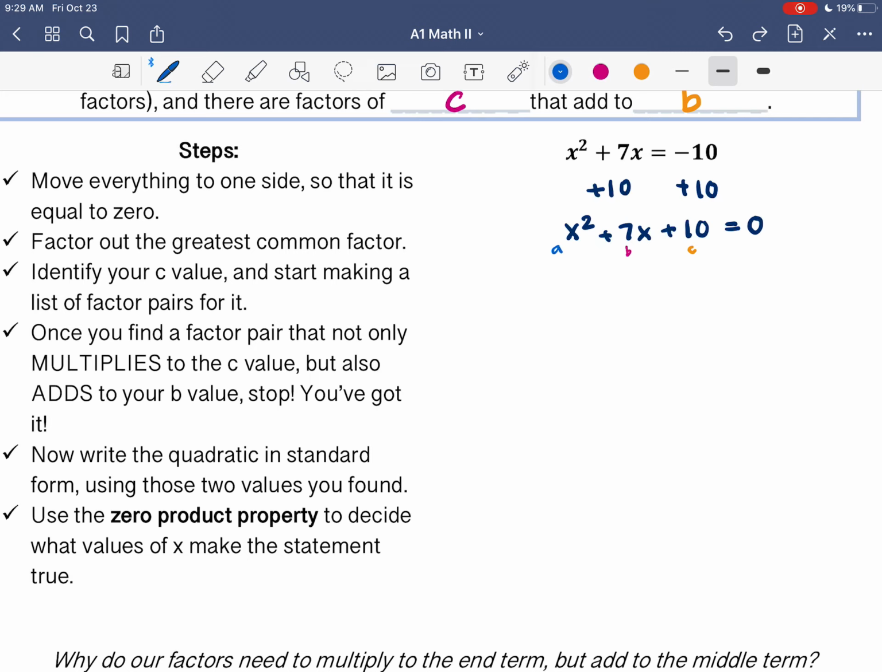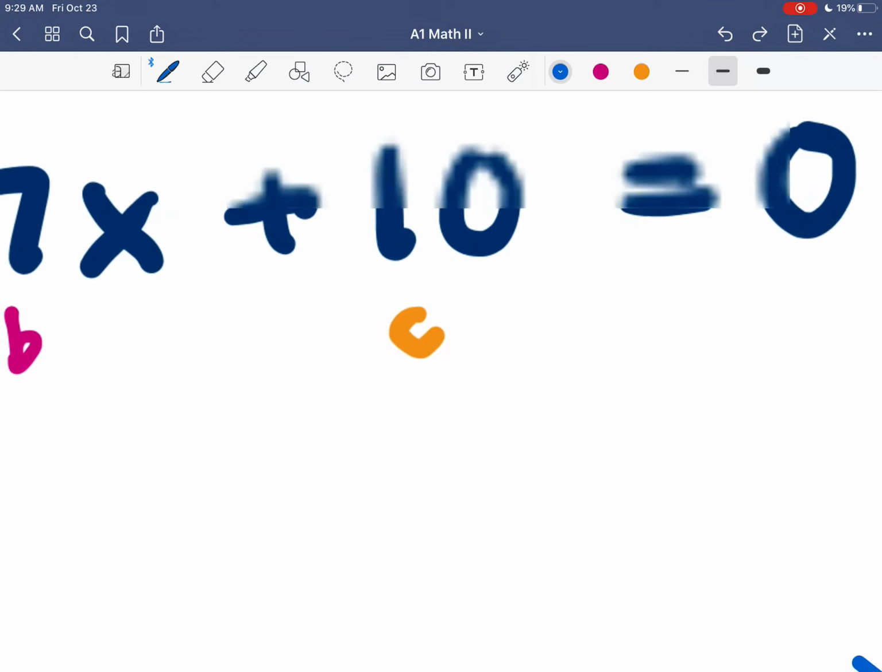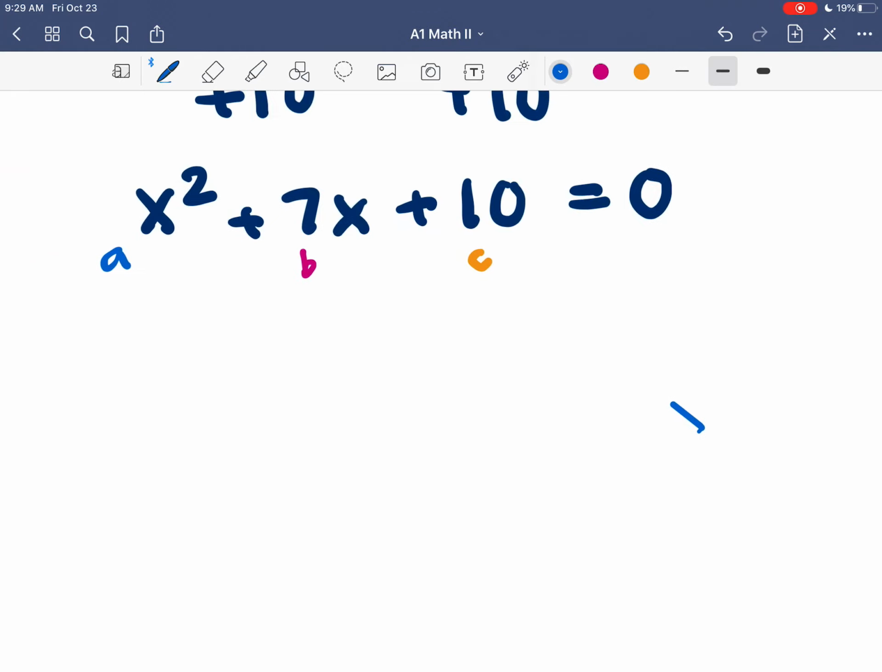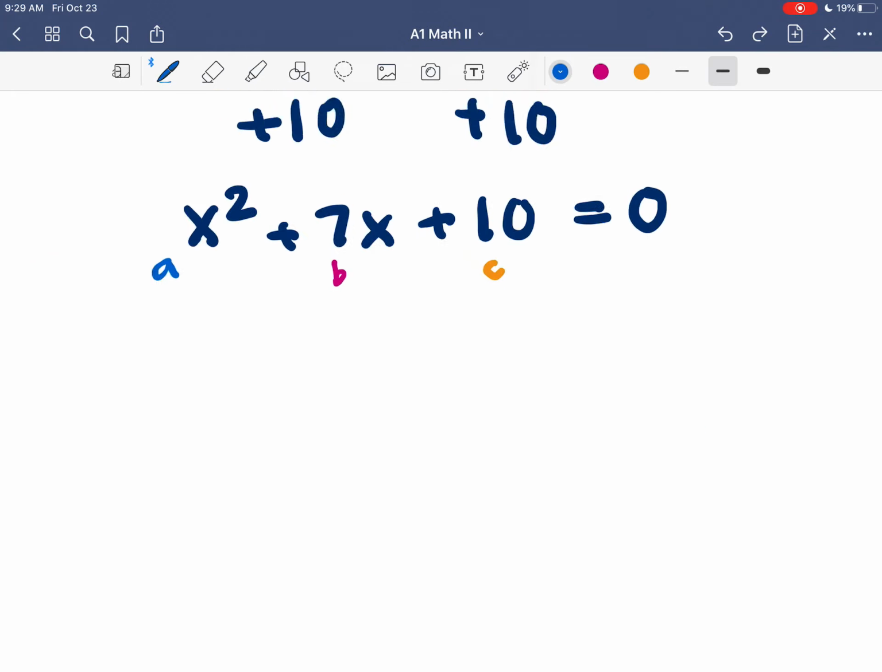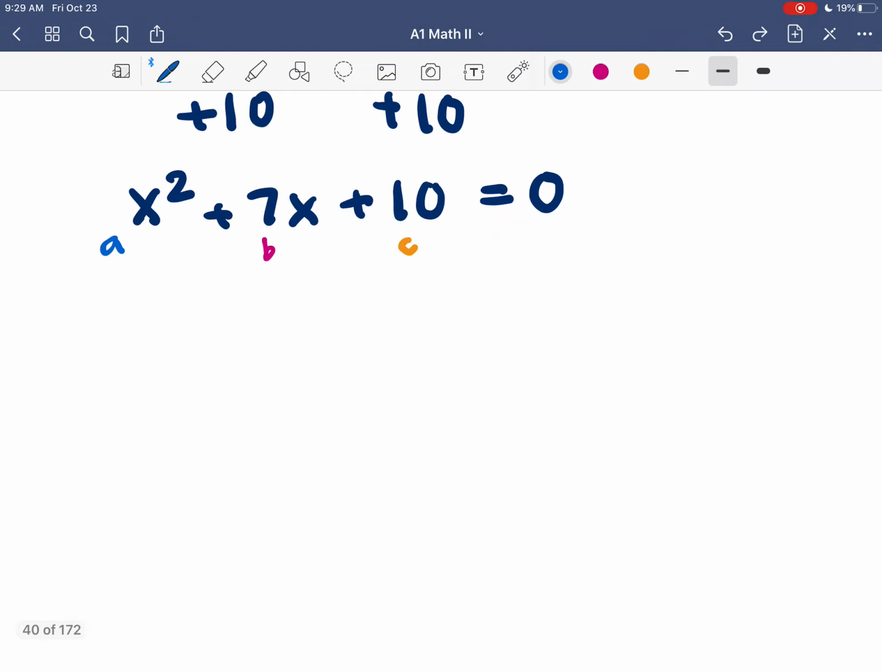If you were in class, which is a bummer if you're not, we play a game for this to make it easier. Because to go backwards from standard form to factored form, we have to solve a number riddle. That number riddle is we need 2 numbers that multiply to be the C value and add to be the B value. I will say that a zillion times. We need it to multiply to be C and add to be B.